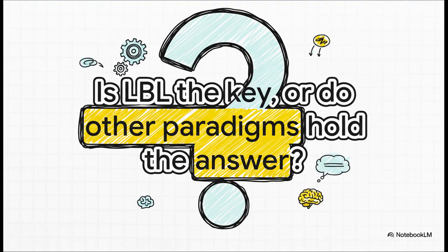Which, of course, leaves us with the big question that's guiding the future of this whole area of research. Is LBL the key? Should scientists be doubling down on this model? Or are there other paradigms out there, other bridges just waiting to be built, that will finally give us that grand unified theory of brains, minds, and machines? The quest, for sure, continues.